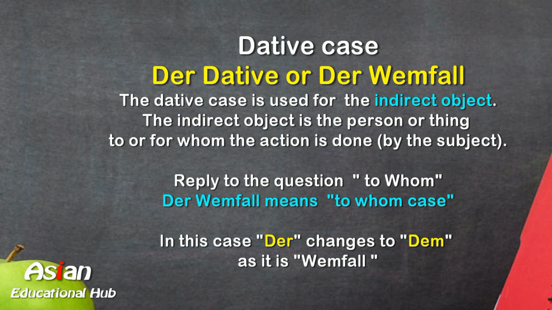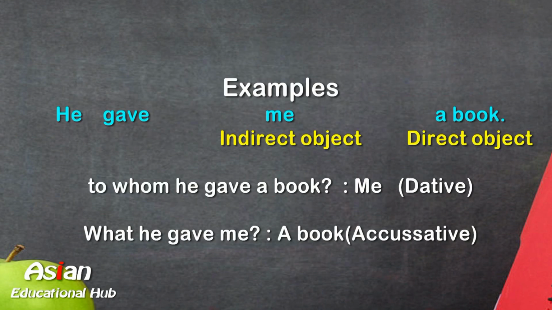The "wem" Fall means the "to whom" case. In this case, der changes to dem, as it is the wem Fall. For example, he gave me a book. The first question is: to whom did he give a book? He gave me. So "me" is the indirect object and it is in the dative case.